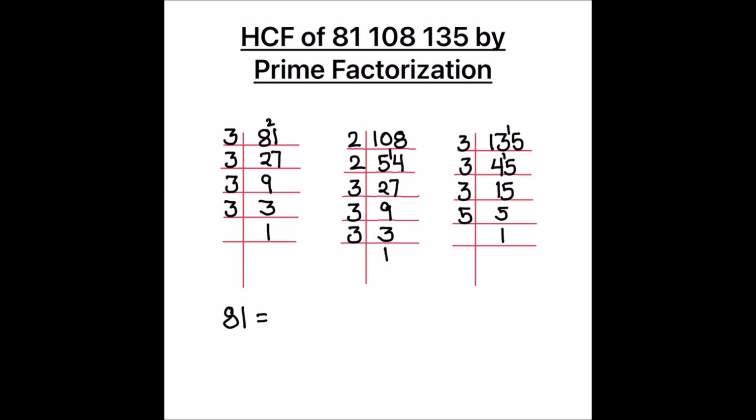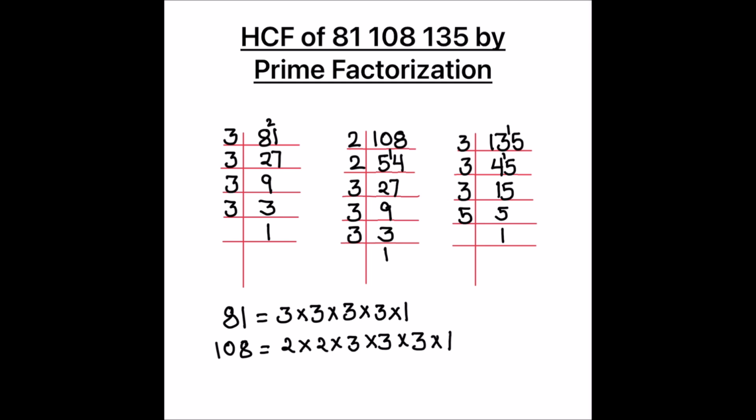So 81 is 3 times 3 times 3 times 3 times 1. 108 factors are 2 times 2 times 3 times 3 times 3 times 1. And the factors of 135 are 3 times 3 times 3 times 5 times 1.